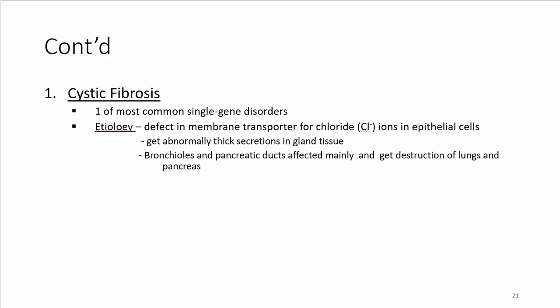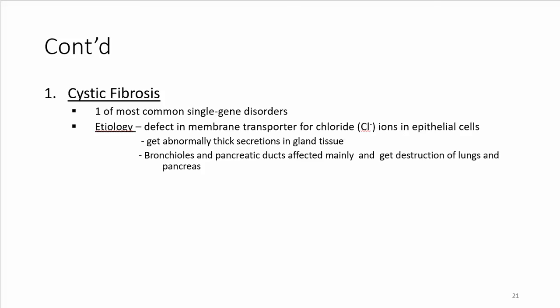So cystic fibrosis is a common one. We see it a fair amount. It's a single gene disorder. The problem is in a protein that's the transporter for chloride ions. Because of that, there's an imbalance of sodium chloride.